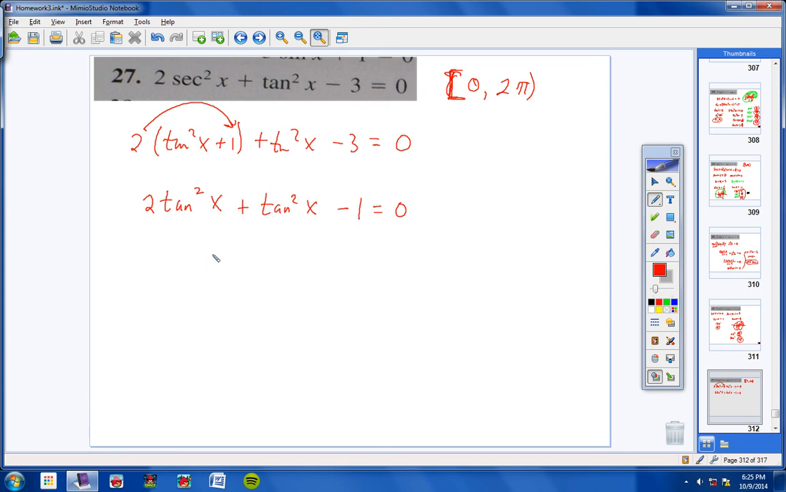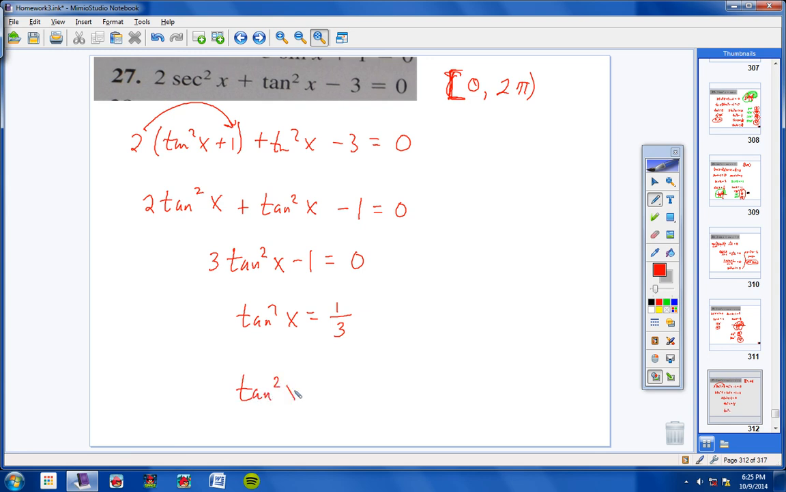And of course, that would give me 3 tangent squared x minus 1 equals 0. Now get the tangent squared x by itself. And that would leave you with 1/3. Bring the 1 over, make it positive, divide by 3. Now take the square root of both sides.